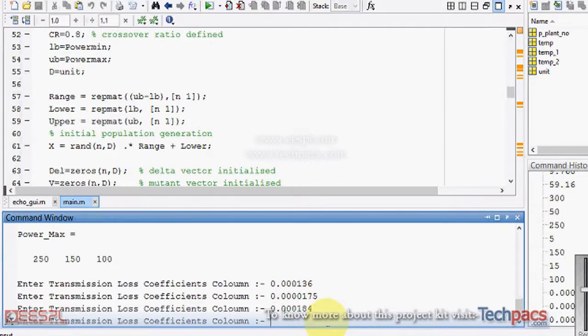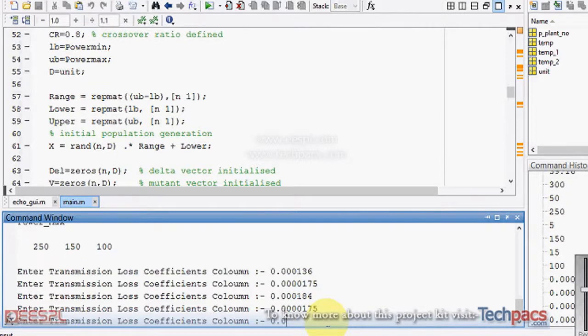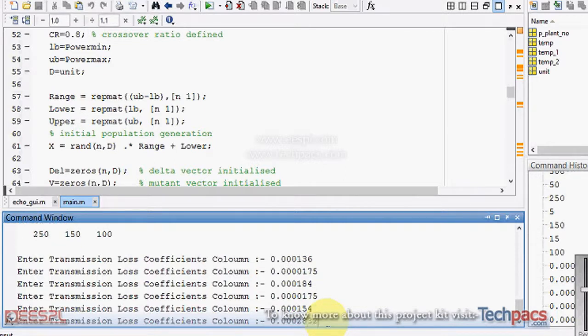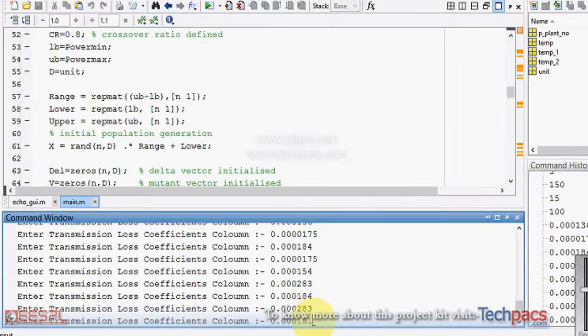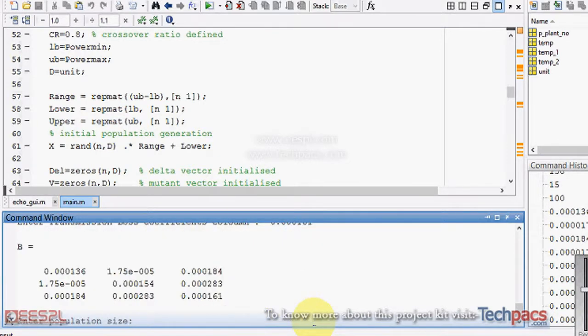So enter. Next, the next are 0.0000175, then 0.000154, then 0.000283, then 0.0000184, then 0.000283, then 0.00161. So when I enter this, it will ask me to enter the population size on which you want to work.